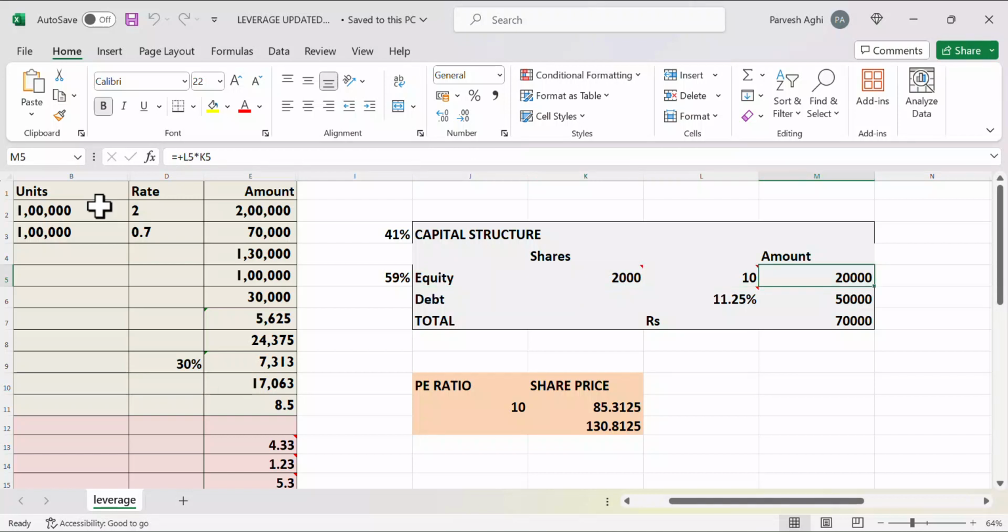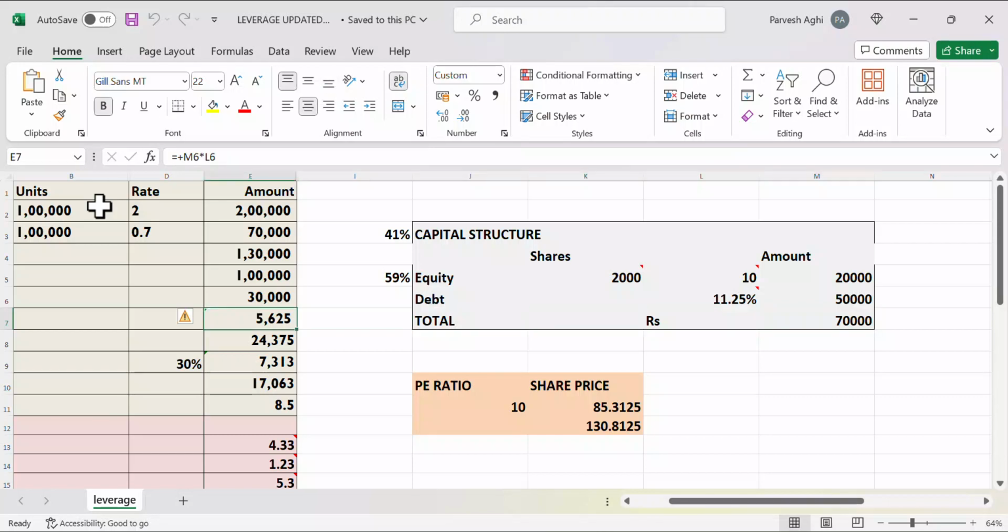So 20,000 rupees is the share capital of the company. And the company has taken a loan, debt, at 11.25%. For example, we can have any interest rate, 50,000 rupees. So the total capital of the company is 70,000 rupees. Is that okay? Is it clear?